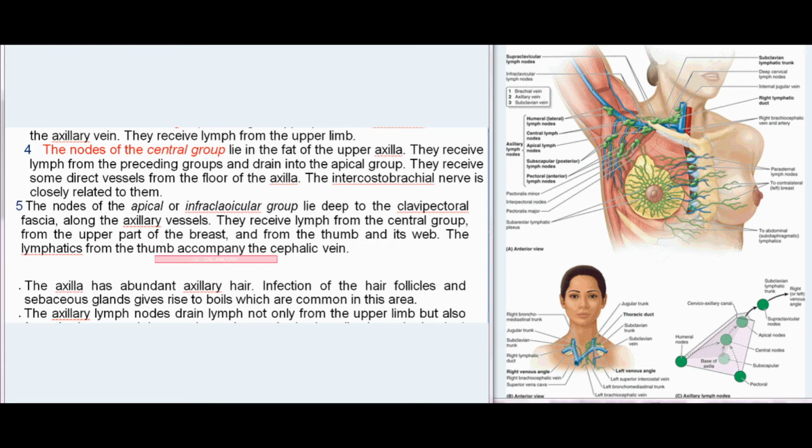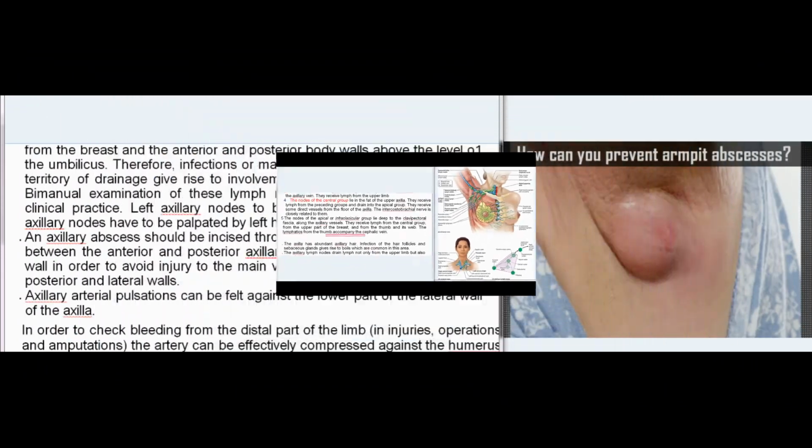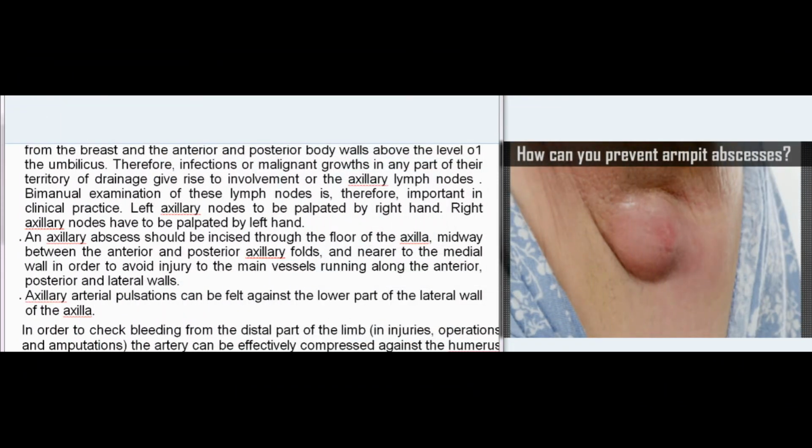Clinical anatomy. The axilla has abundant axillary hair. Infection of the hair follicles and sebaceous glands gives rise to boils which are common in this area. The axillary lymph nodes drain lymph not only from the upper limb but also from the breast and the anterior and posterior body walls above the level of the umbilicus.